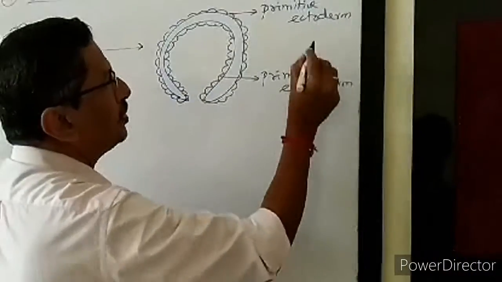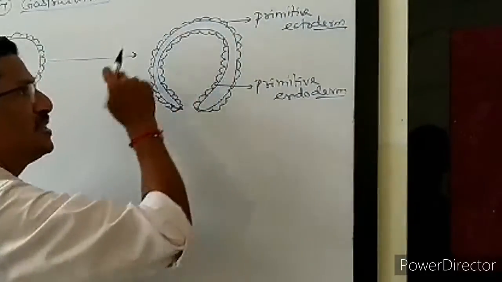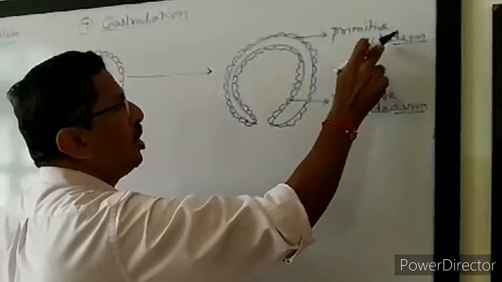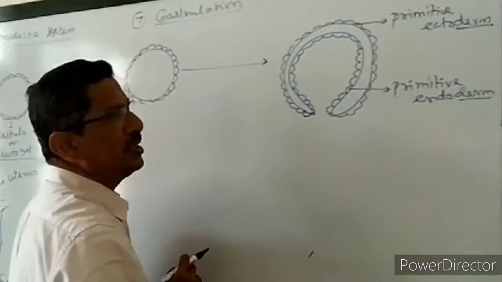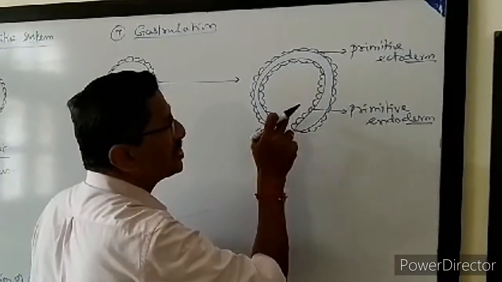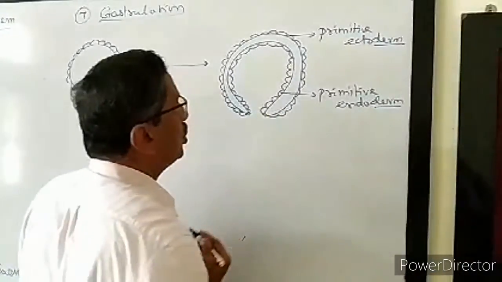Now actually in both the words, derm is a term present. Derm means layer of cells. Ecto means outside. This layer of cells is present in the outer region. That is called ectoderm. This layer of cells is present inside the structure. So it is called endoderm.